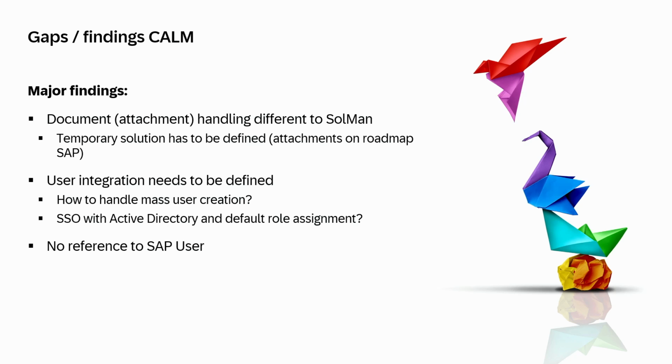And when it comes to transport creation in change management, there's no reference to the SAP user. So I can type in Mickey Mouse, and then the system tries to create the transport for Mickey Mouse. It will not find it and creates it for the default user. There we would wish for a link to the SAP user, so that fewer manual input errors would be possible.